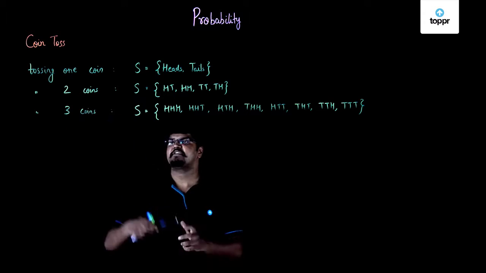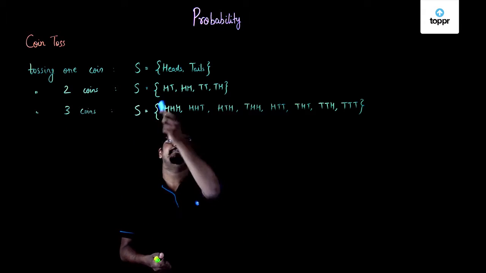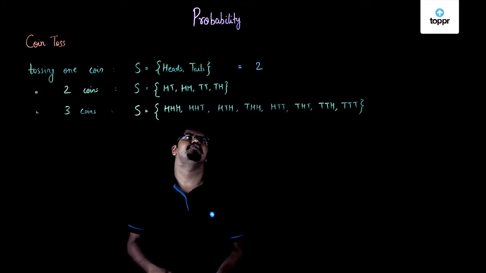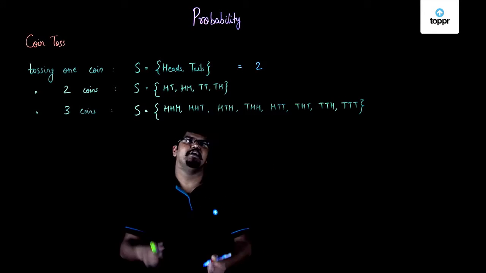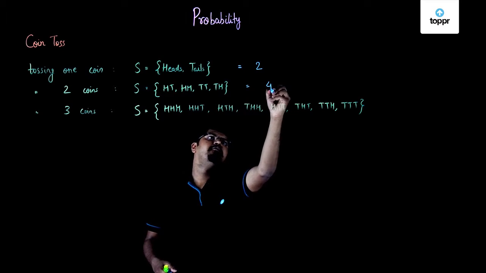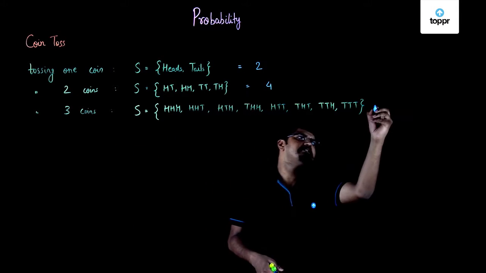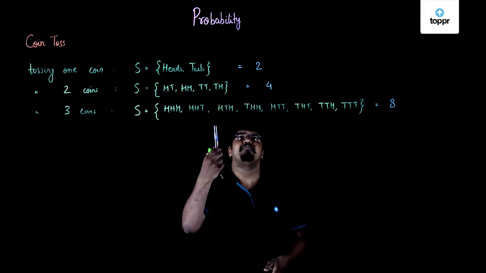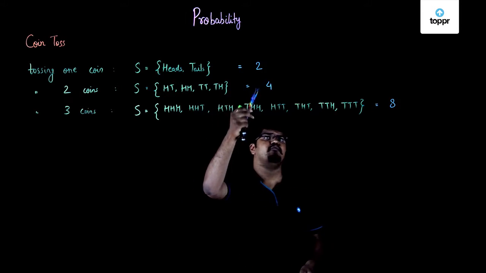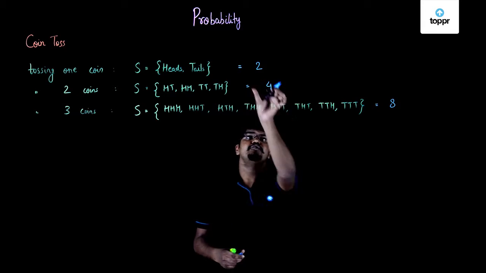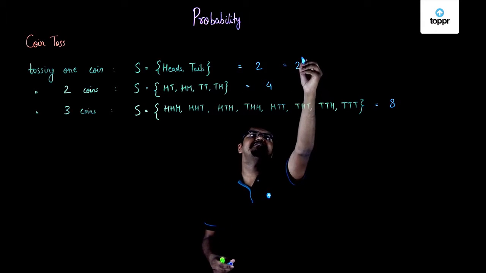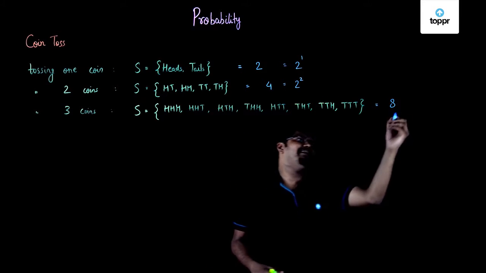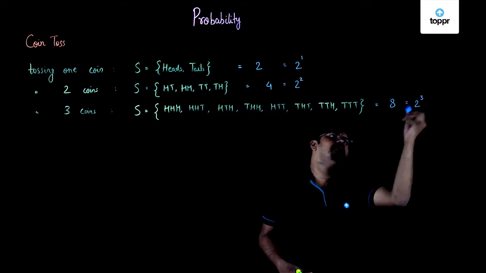So basically if I am tossing one coin, then the total number of elements in the sample space is equal to 2. If we are tossing 2 coins, then it becomes 4. If we are tossing 3 coins, then the total number of outcomes becomes 8. Now do you find something familiar with the numbers 2, 4, 8? Well, 2 can actually be written as 2 raised to the power 1, 4 can be written as 2 raised to the power 2, and 8 can be written as 2 raised to the power 3.